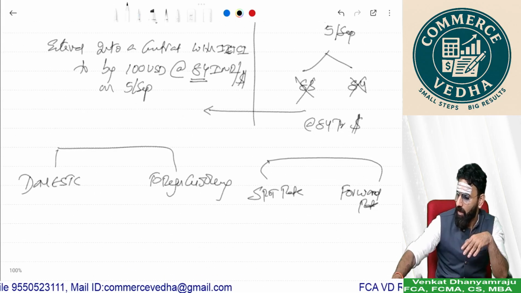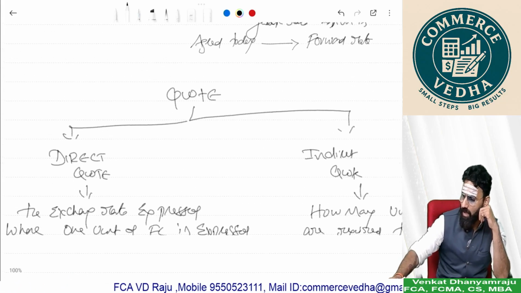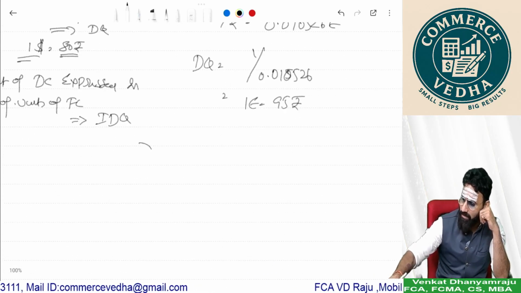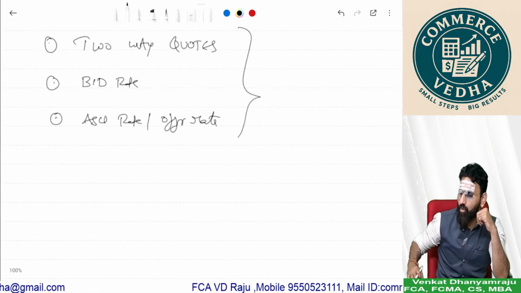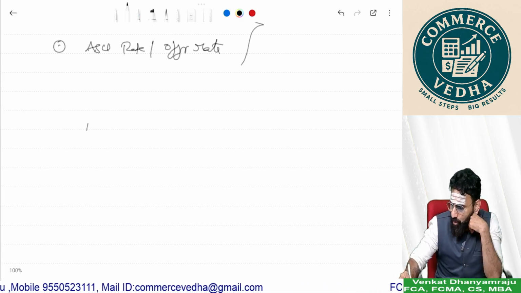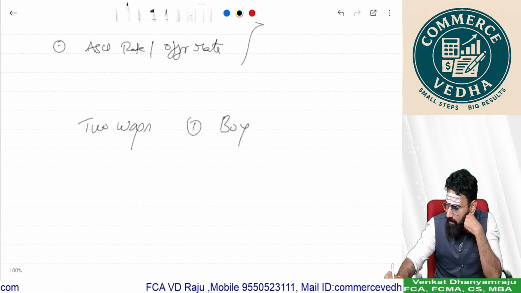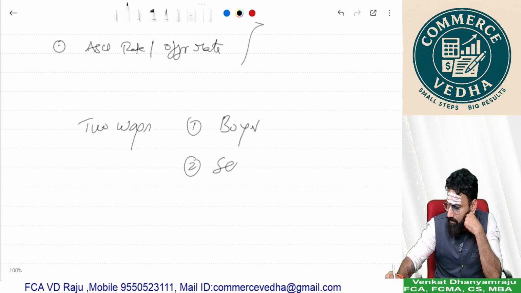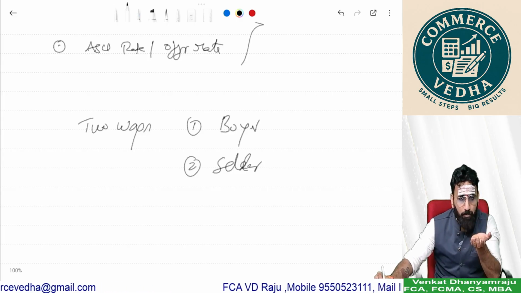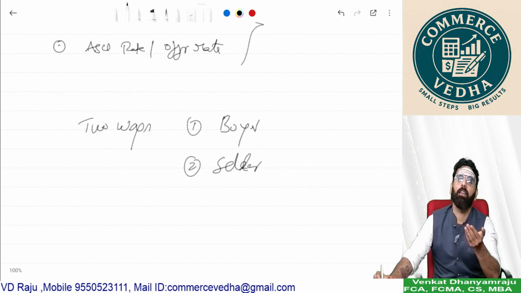Now, we also discussed what is direct quote and what is indirect quote, and now we need to discuss the other important aspect called two-way quote. What is a two-way quote? Generally, any transaction has two ways: one buyer and one seller. So there is a buying price and there is a selling price. If I am buying, somebody is selling. If I am selling, somebody is buying.